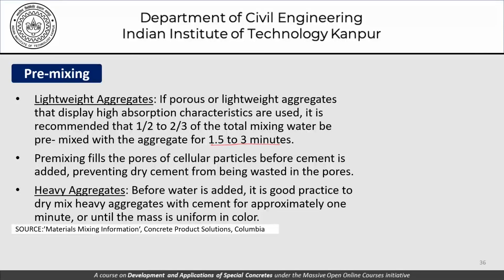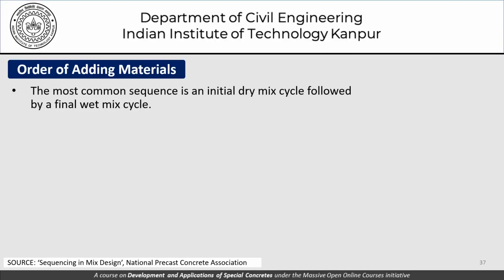If we are talking of aggregates which tend to absorb water, it's better to pre-mix them with water. As far as heavy aggregates are concerned, before water is added, they should be pre-mixed with cement. Coming back to our discussion on the order of adding materials, the most common sequence is an initial dry mix cycle followed by a final wet mix cycle.